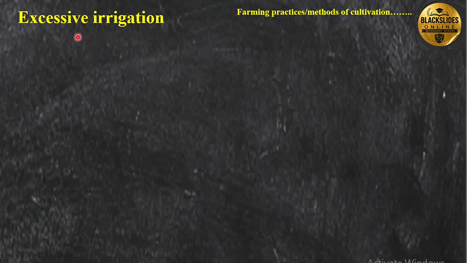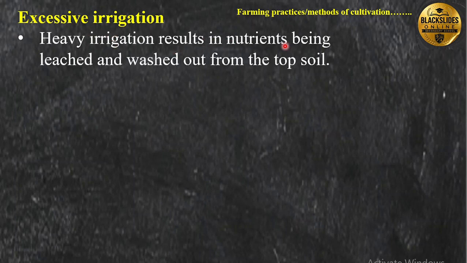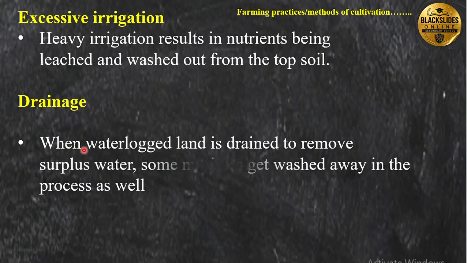Another factor that influences nutrient status is excessive irrigation of land. Heavy irrigation results in nutrients being leached and washed out from the topsoil. So in the process, nutrients are lost. Another one is drainage. When water-logged land is drained to remove surplus water, some nutrients get washed away in the process as well. So for each of the factors, know how it contributes to the nutrient status in the soil.